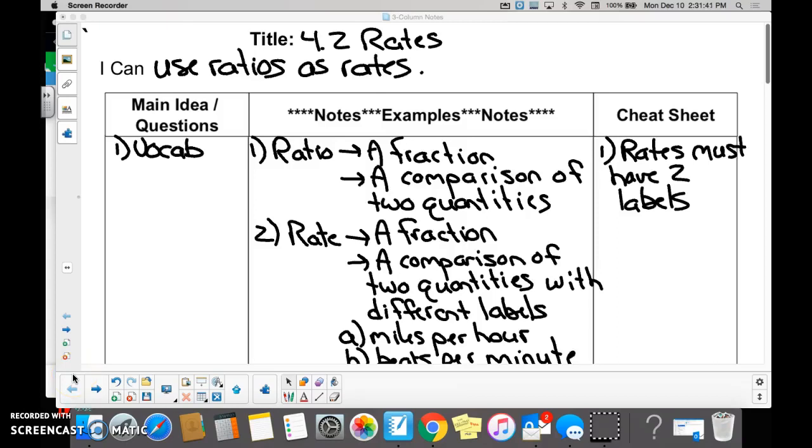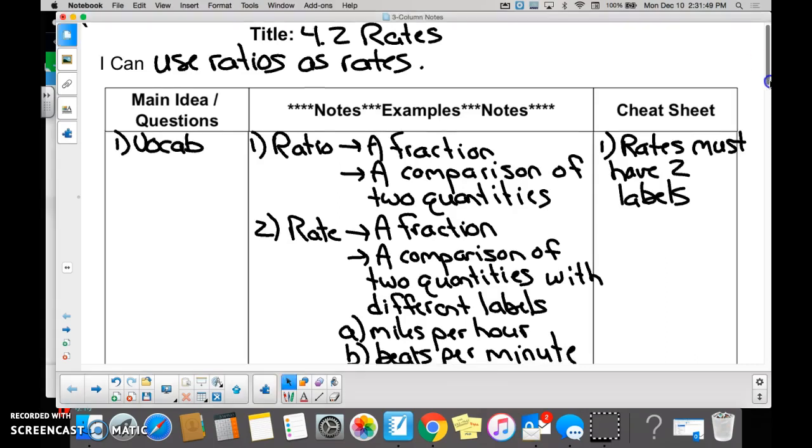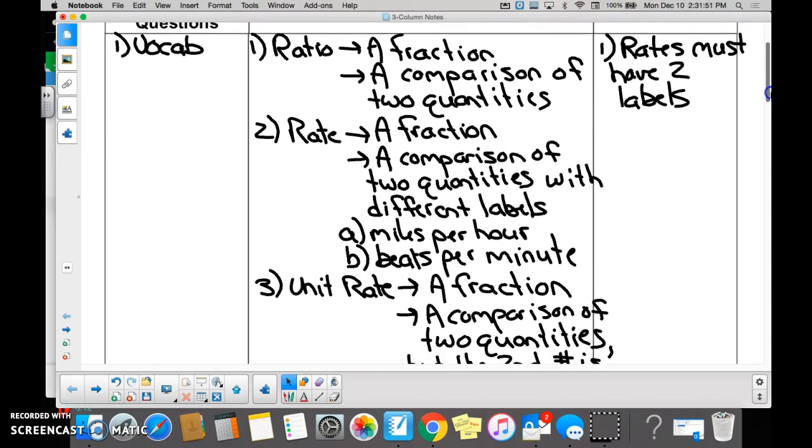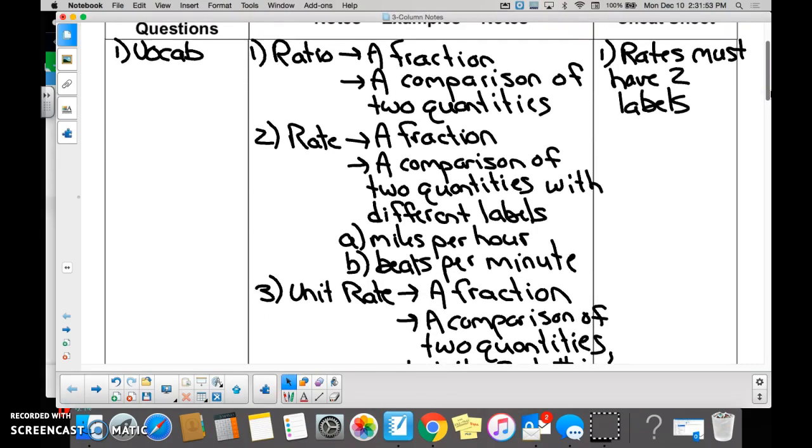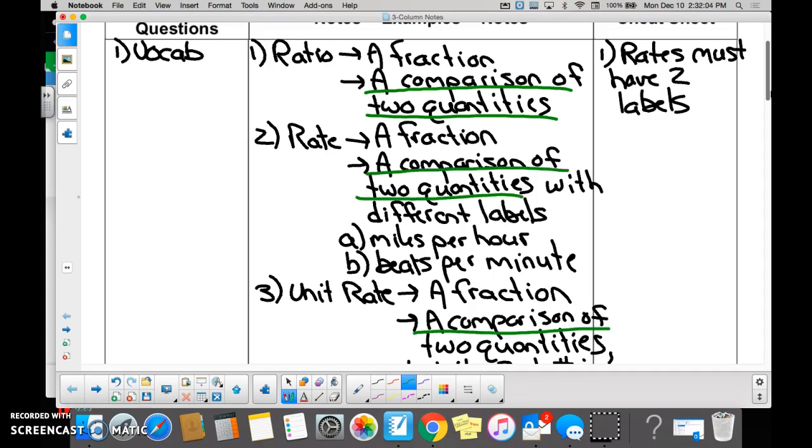4.2 rates. I can use ratios as rates. Are you guys confident in the fact that you can use ratios to make rates now? Yes! So we know a ratio and a rate and a unit rate are all fractions, right? Yes! And we know that a ratio, a rate, and a unit rate are fractions that are a comparison of what? Two quantities. Wait, I'm underlining a comparison of two quantities. So every single one of them starts with that definition.